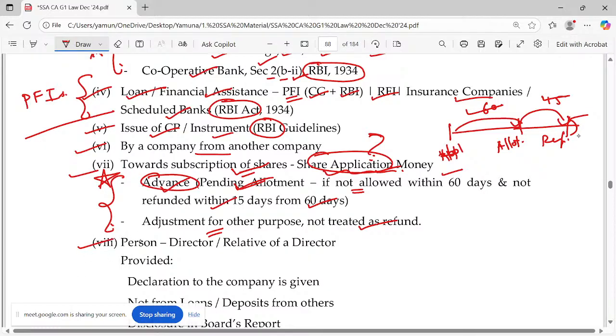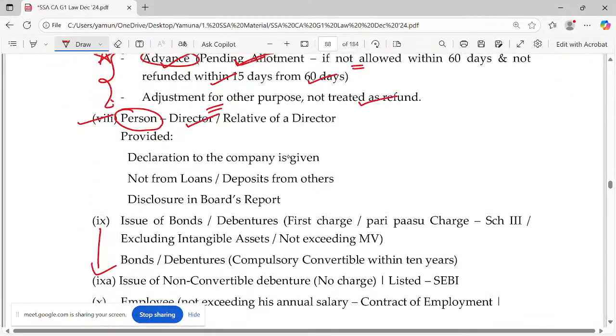Eighth, a person from whom you're receiving money. Who is that person? He's a director of my company. If I received money from my director, then do not consider it as deposit, they say. Not only the director, but also a relative of a director. Whom do you call a relative? There is a lengthy provision, probably family and relative, a particular section you have to follow. In general, relative covers whatever comes under related party transactions, or we can say wife, spouse, son, daughter, they all become relatives. Provided, please highlight provided, a declaration to the company is given.